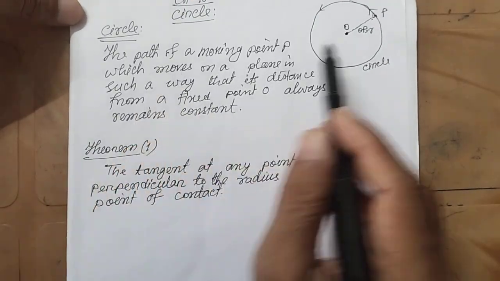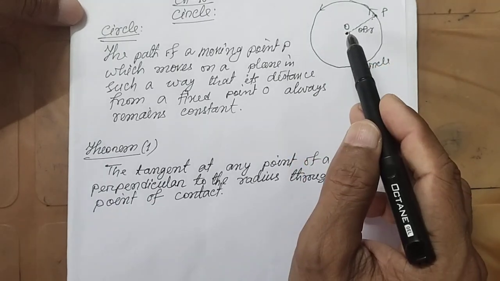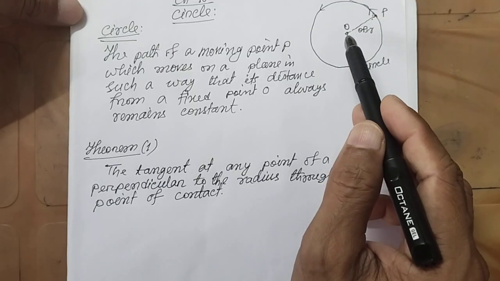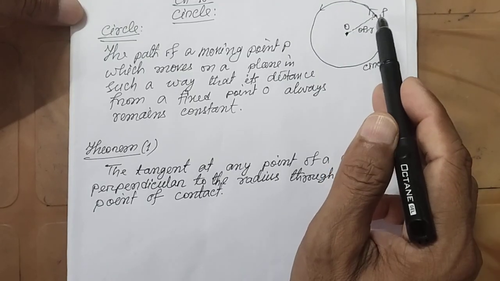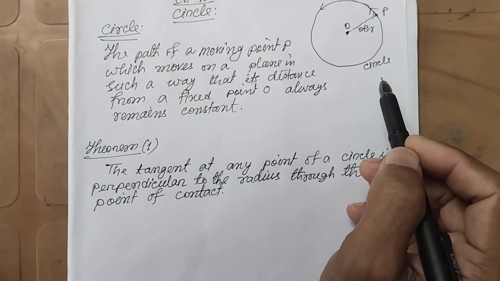So a circle is the path of a moving point P on a plane which moves in such a way that its distance from a fixed point always remains the same. The fixed point is the center and the fixed, constant distance is the radius of the circle.